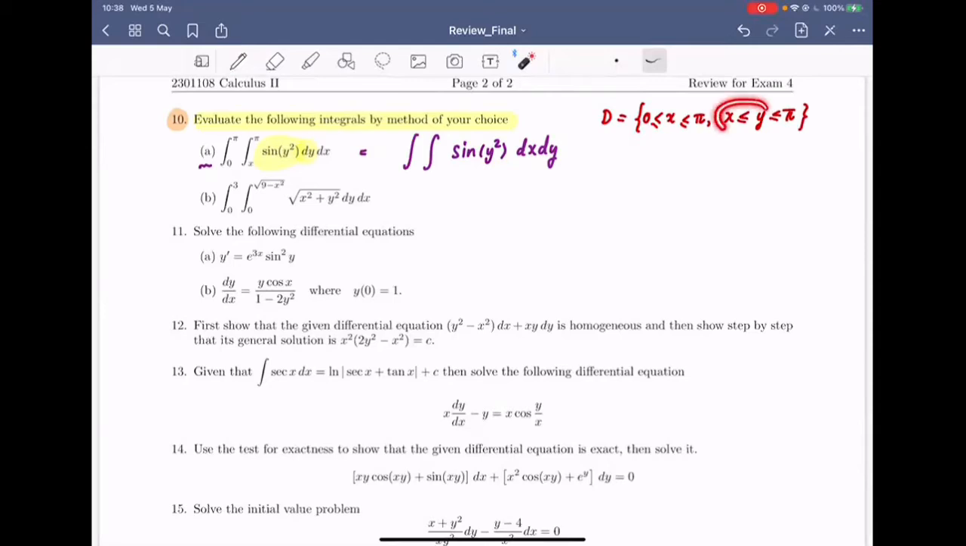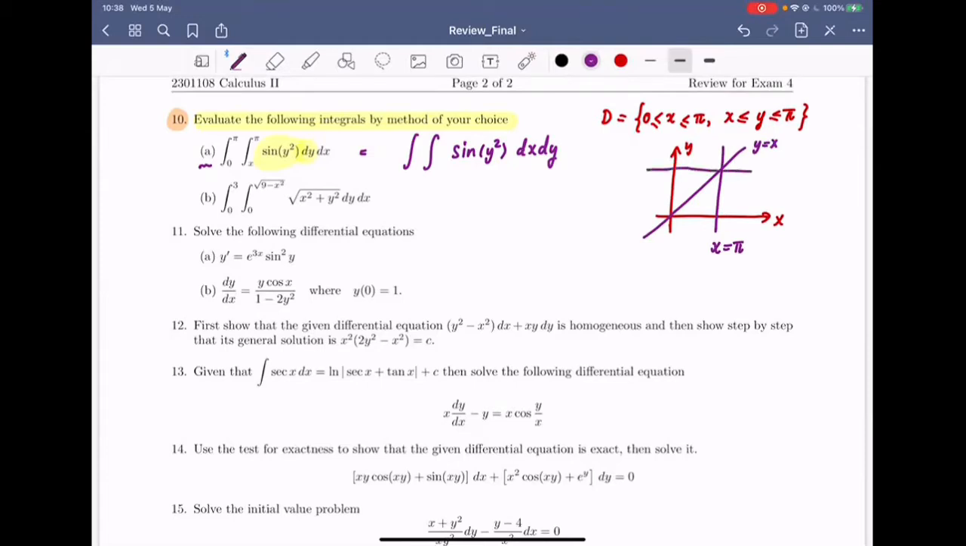The highlighted one is going to be y equal to x. I think this is similar to the quiz that you just did. y equal to x is this line, and x equal to pi is this line. Then x equal to 0, and y equal to pi is here. Seems like you have so many lines: x equal to y, y equal to pi, x equal to pi, and x equal to 0.